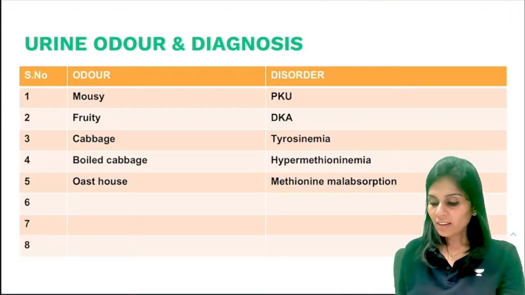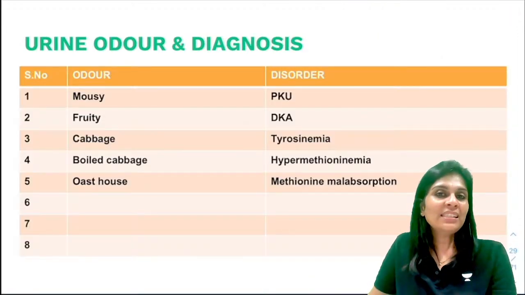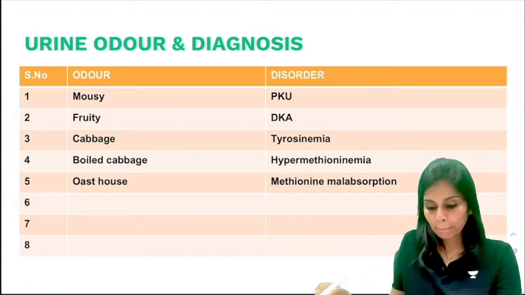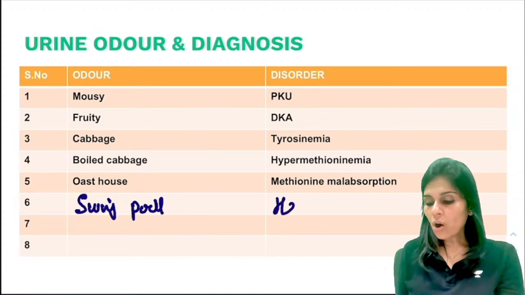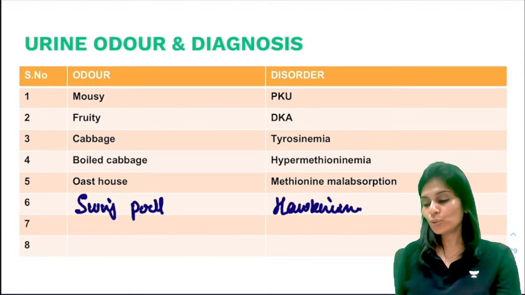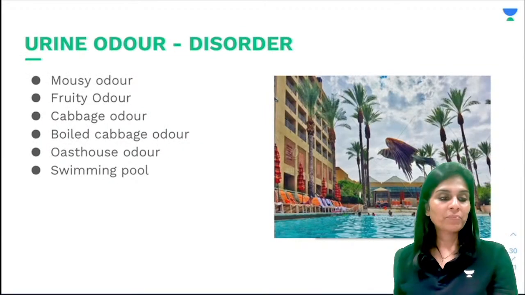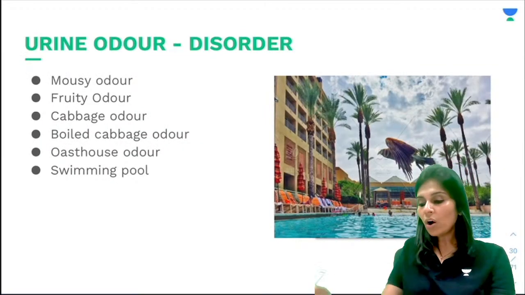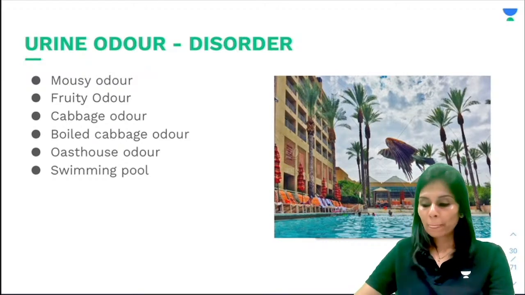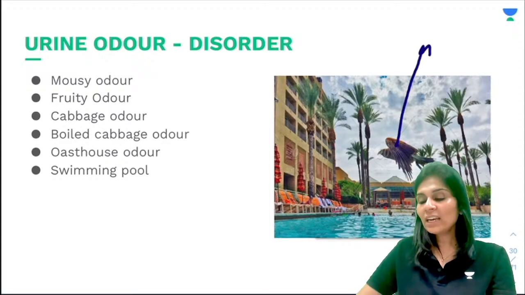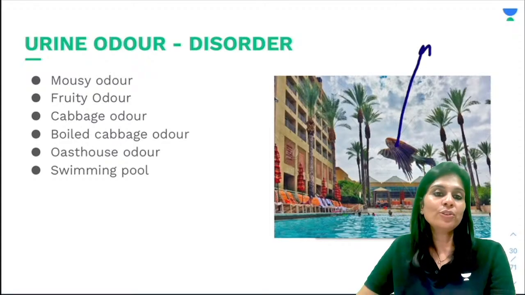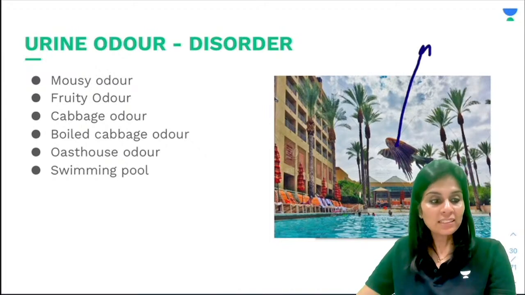Okay. And then the next one. Have you heard of swimming pool odor? Yeah, swimming pool odor is a feature of homocystinuria. Use this image. In this image, do you see a hawk flying above the pool? So homocystinuria is characterized by swimming pool odor. Okay, have you memorized it?